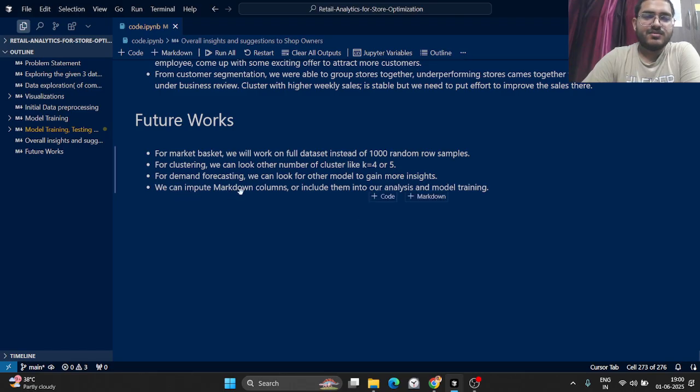And I specifically dropped the markdown column here because there were a lot of missing values, around 60% plus, and it was very highly skewed. But we can also look into whether there is some randomness or relation between the missing values.